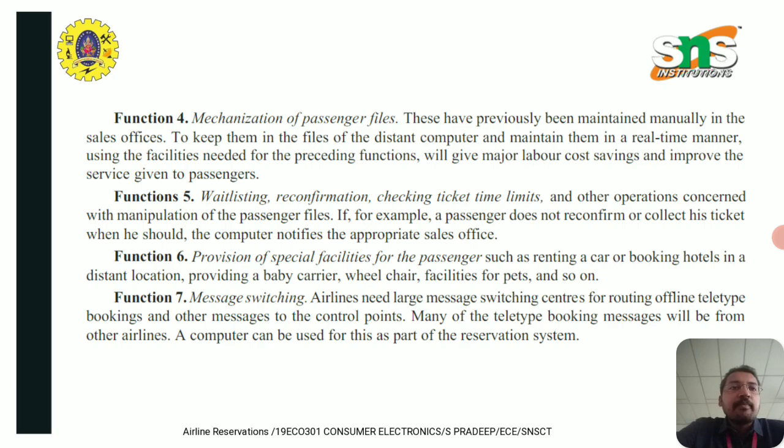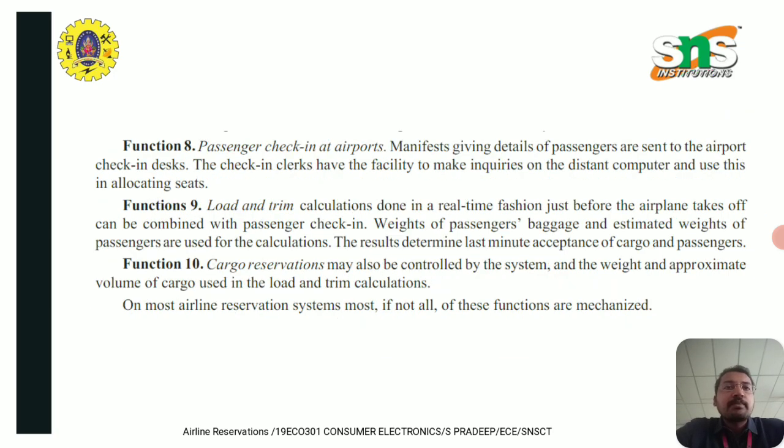Function 7: message switching. Airlines need large message switching centers for routing offline teletype bookings and other messages to the control points. Many of the teletype booking messages will be from other airlines. A computer can be used for this as part of the reservation system.